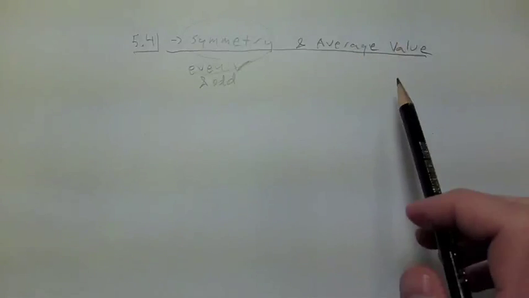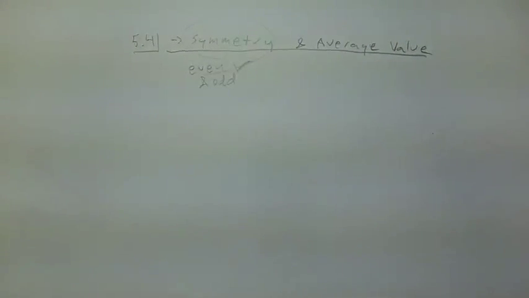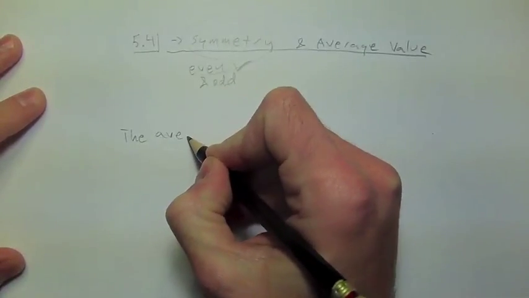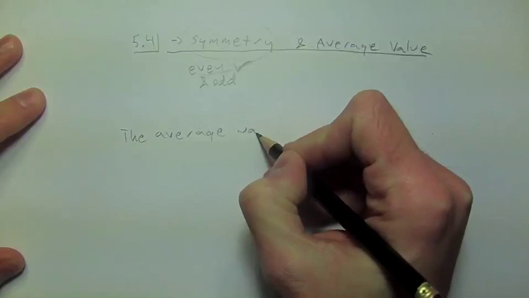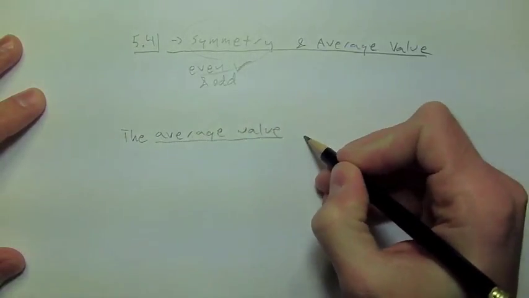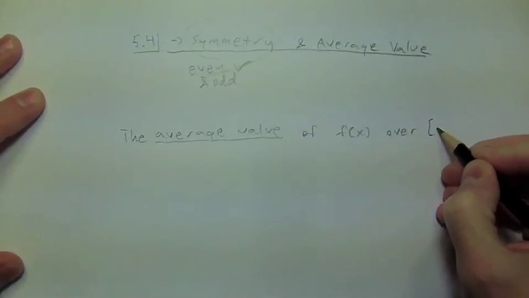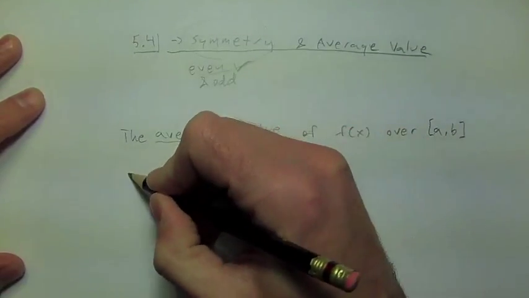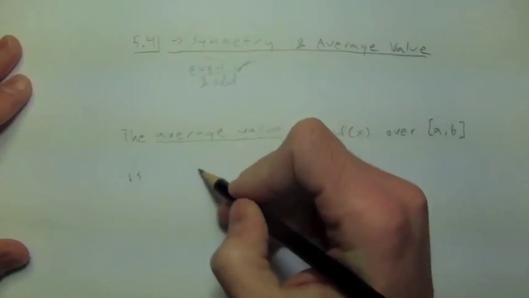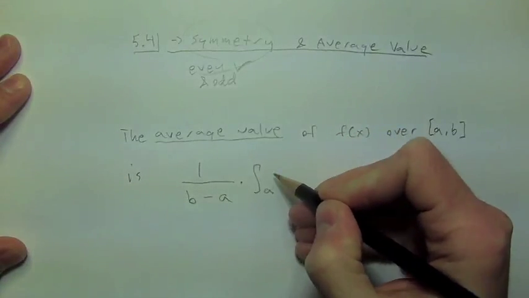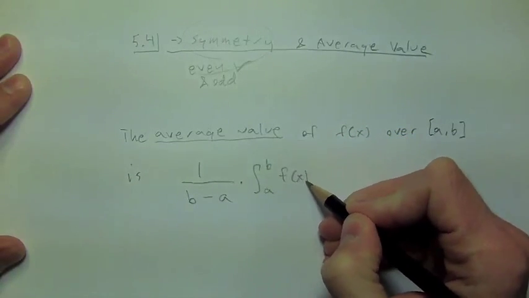But the other thing 5.4 talks about is the average value. Okay, and so essentially the average value of f of x over the interval a to b is simply, it's basically just 1 over b minus a times the integral from a to b of f of x dx.